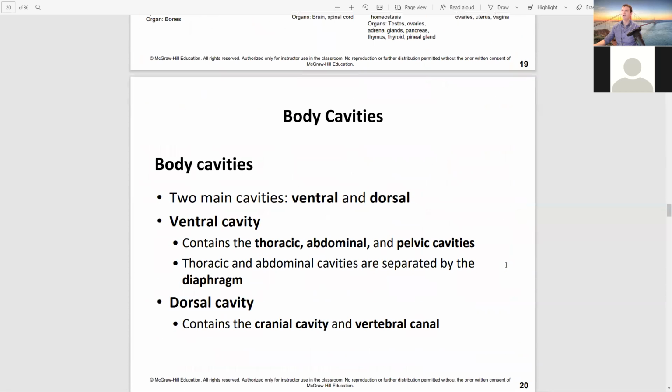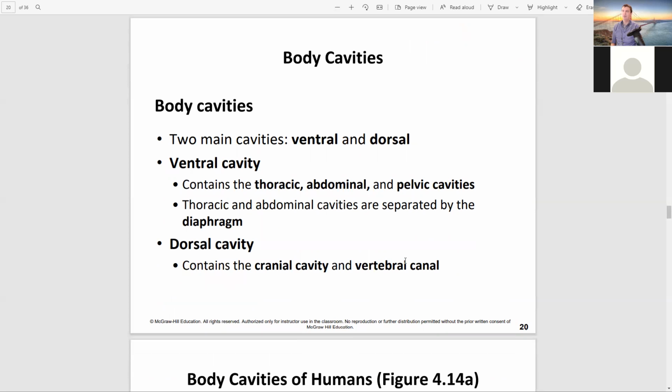Okay, so moving on to body cavities. There are two main cavities: ventral and dorsal. The ventral cavity is split into three: the thoracic, abdominal, and pelvic cavities. The thoracic and abdominal cavities are separated by the diaphragm. And the dorsal cavity contains the cranial cavity and the vertebral canal.